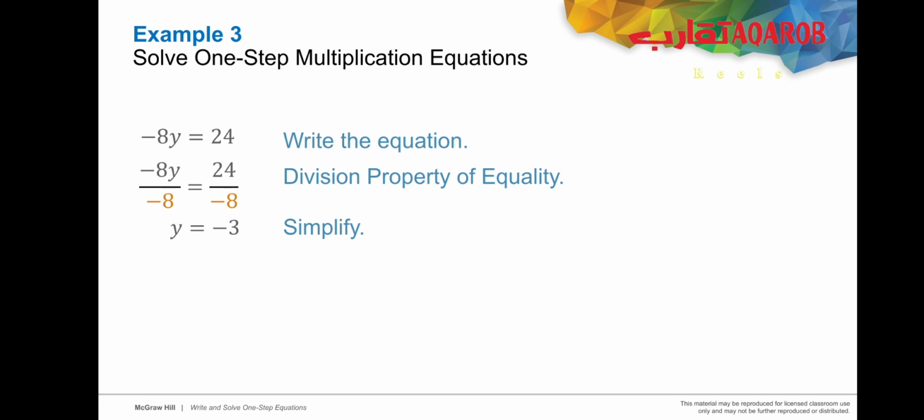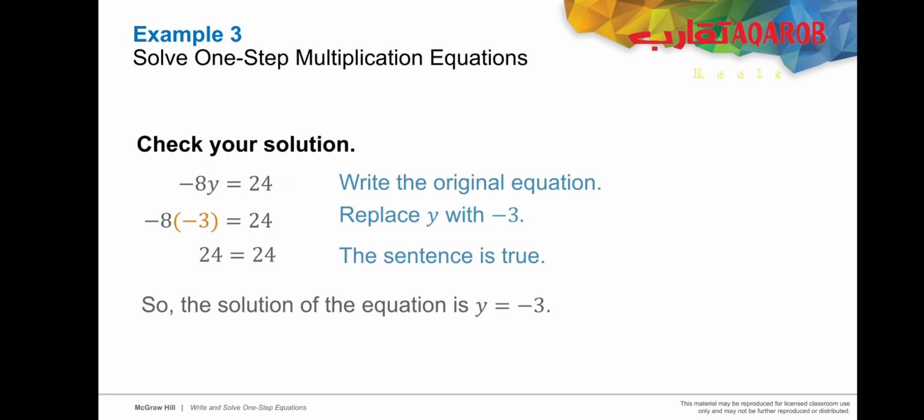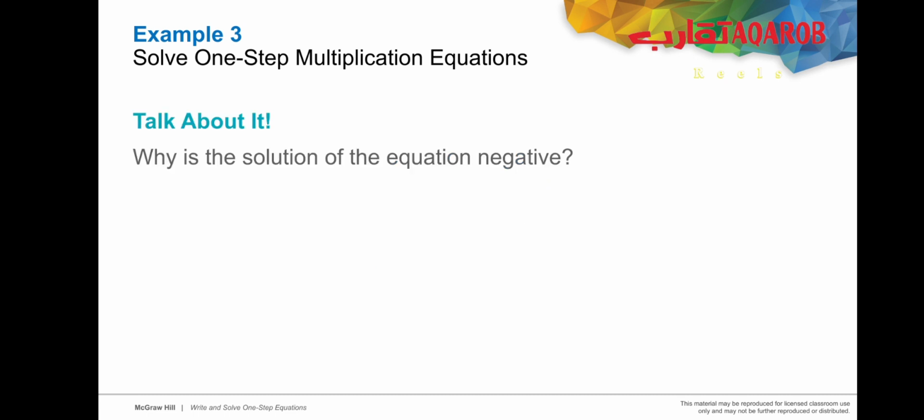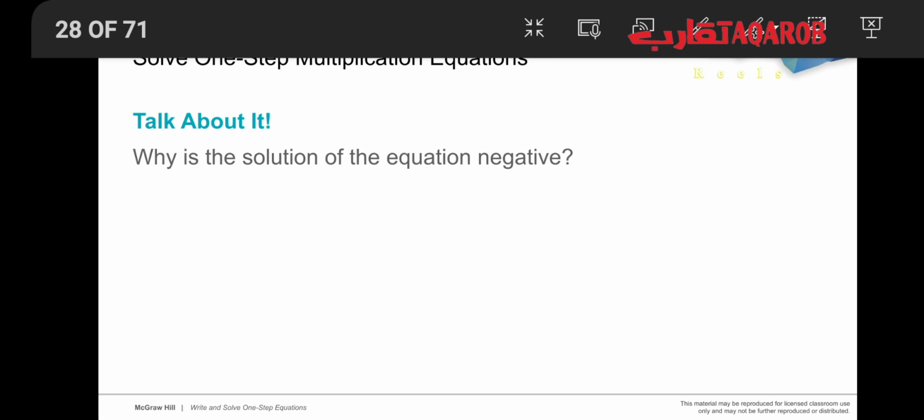How do we make sure that our solution is correct? We can check by replacing y with negative 3. Negative 8 times negative 3, the rules tell you that negative times negative, or negative divided by negative, will equal positive. Now 8 multiplied by 3 is equal to 24, and 24 here is the same as 24 here, so this is a true equation and the answer is correct.